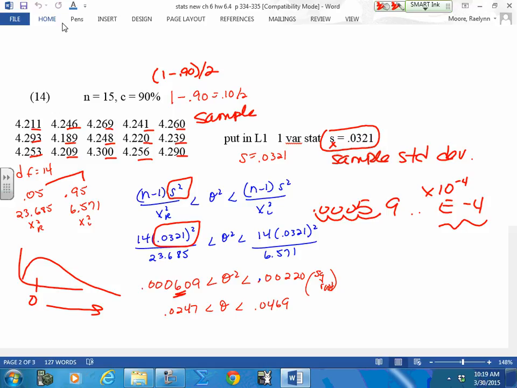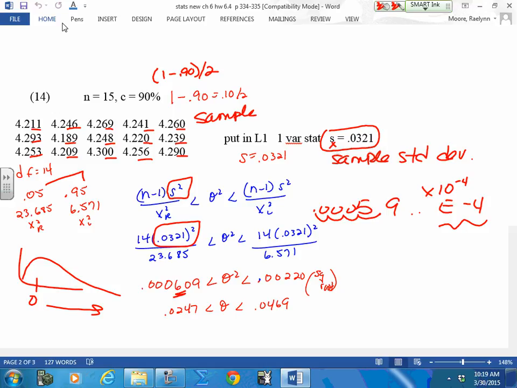Yes, this one's being switched over here. No, this is right. You got it opposite of that. You're supposed to divide by the larger number. This one should be over here. That makes a big difference.